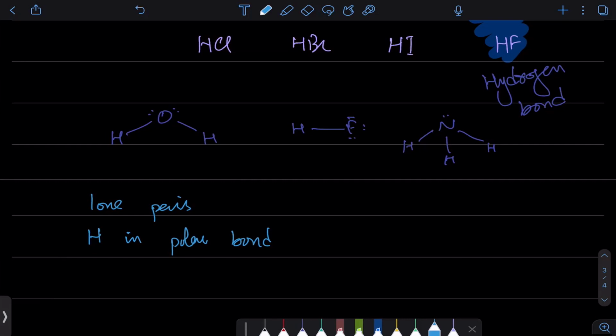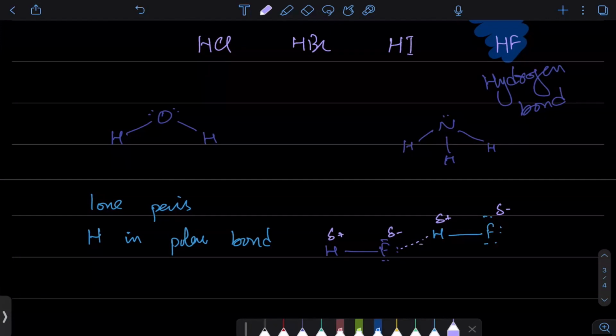Here's what happens. Let's say I have one HF. I bring it close to another HF. First of all, hydrogen is in a polar bond. And this lone pair can attract that. And that attraction is hydrogen bond. It is so strong, we gave it the name of a bond. We didn't call it just a force.